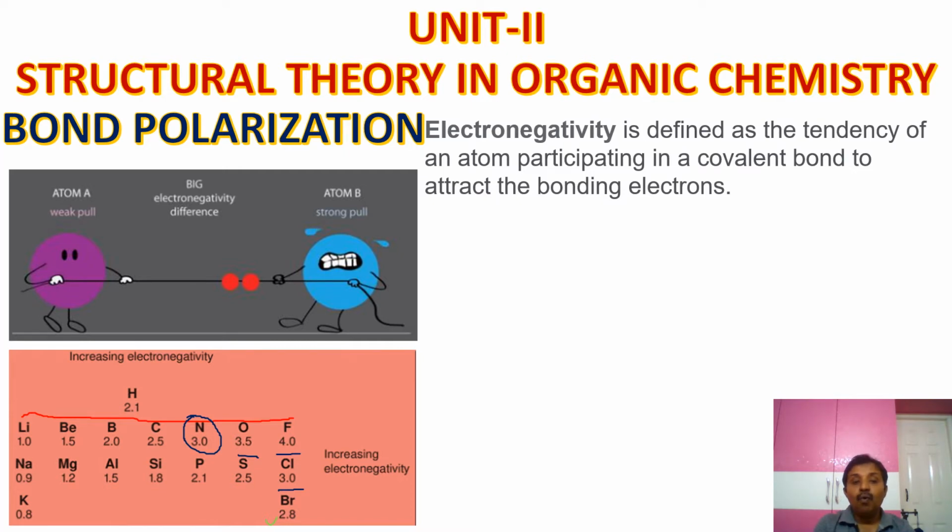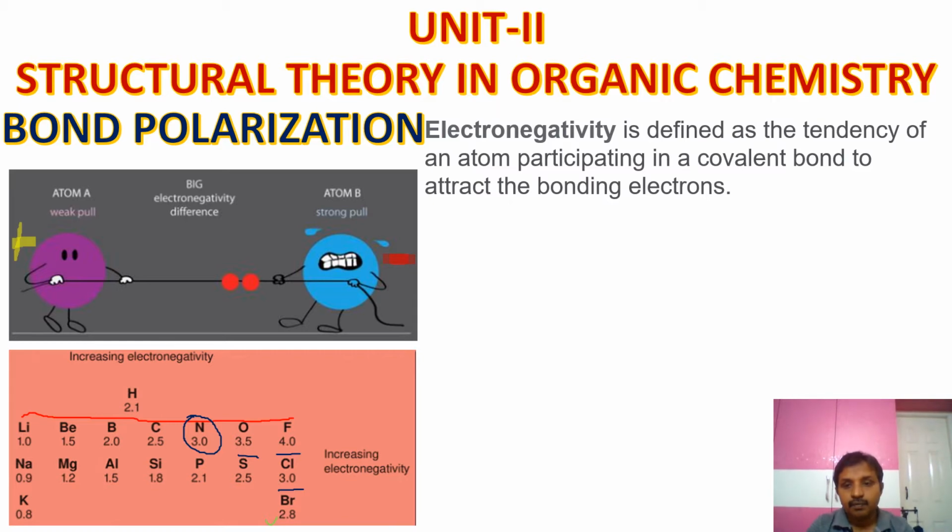Why? Because poles are created. Here, you can see the blue atom will get a partial negative charge, and the purple atom gets a partial positive charge. Here this one will get the negative charge.